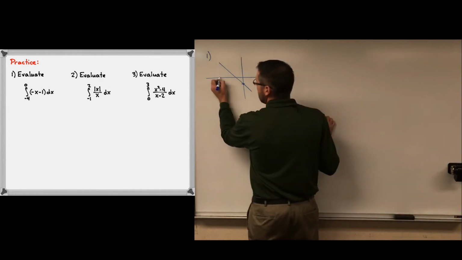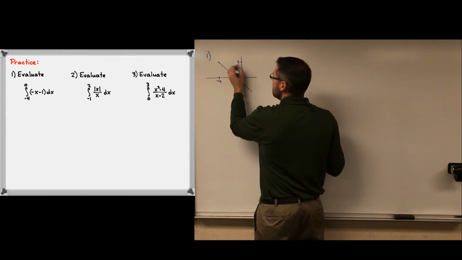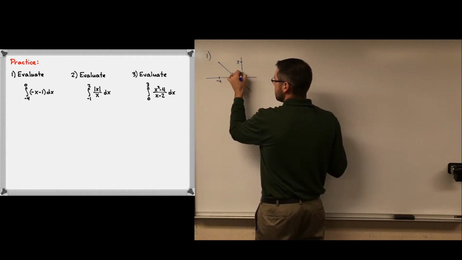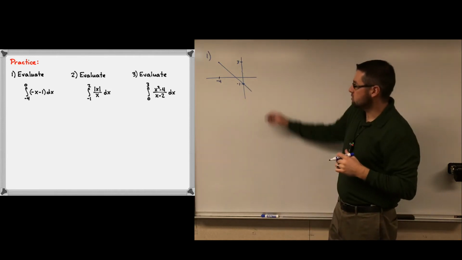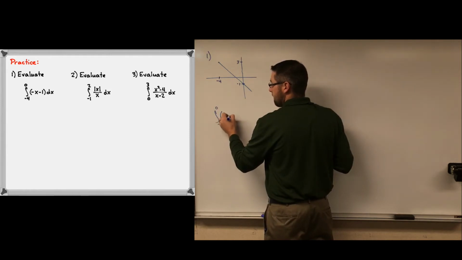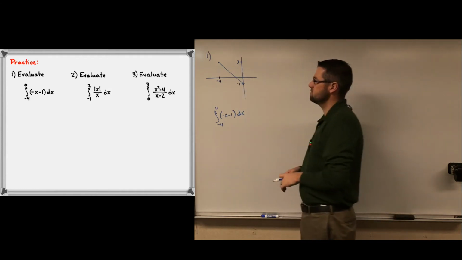At -4, what is the height here? Oops, 3, okay? And all the way to 0, so what's the height at 0? It's -1, right? Now, we are looking for the integral from -4 to 0. Any ideas? Make 2 triangles. No, a trapezoid and triangle.